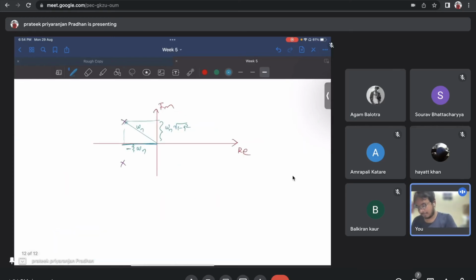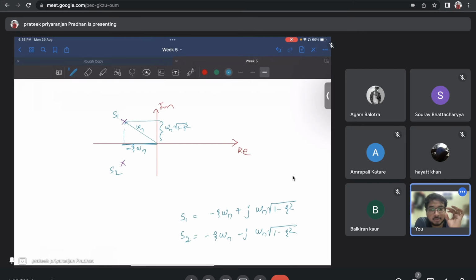Look at the diagram here. The poles exist in a conjugate pair. I had explained this value is omega n. So the imaginary part is as follows, and I can write the poles here. If this is S1 and this is S2, S1 is equal to minus zeta omega n plus j omega n root over 1 minus zeta square, and S2 is equal to minus zeta omega n minus j omega n root over 1 minus zeta square. This is the basic diagram. So if you know the natural frequency and the damping, you know the real part of the pole, which is minus zeta omega n.